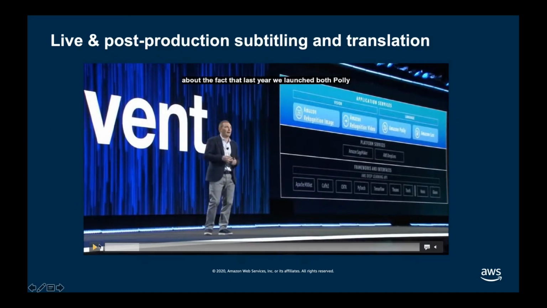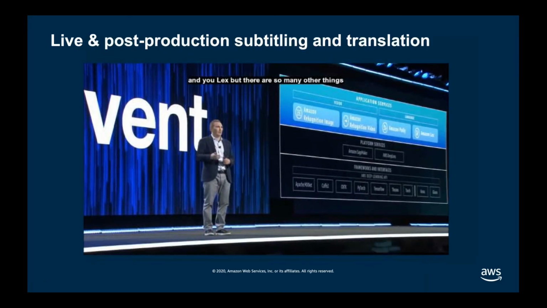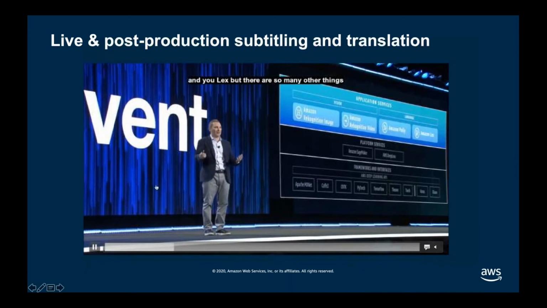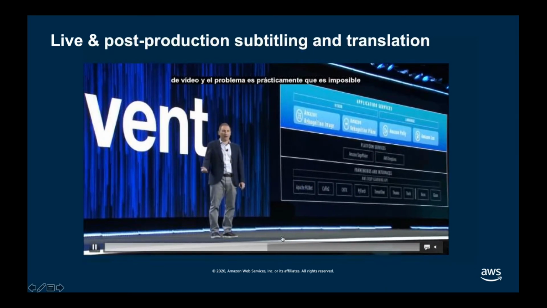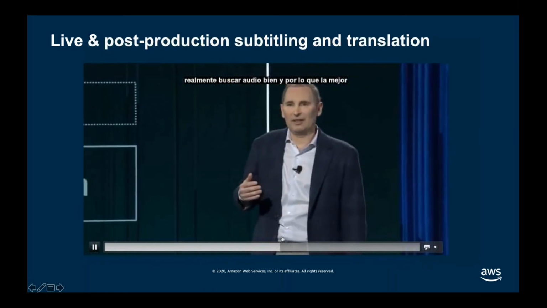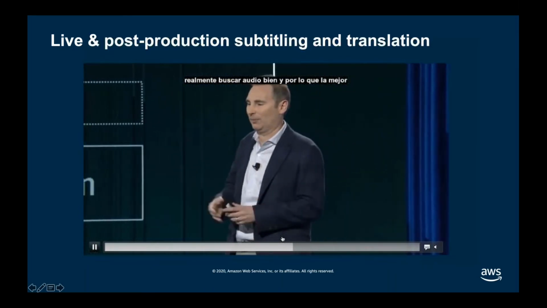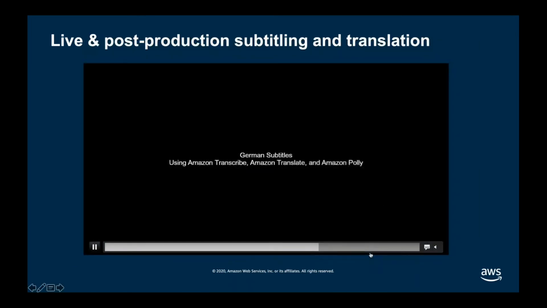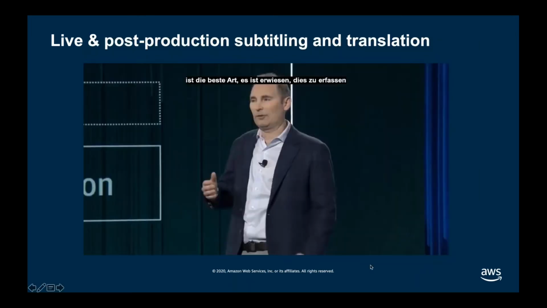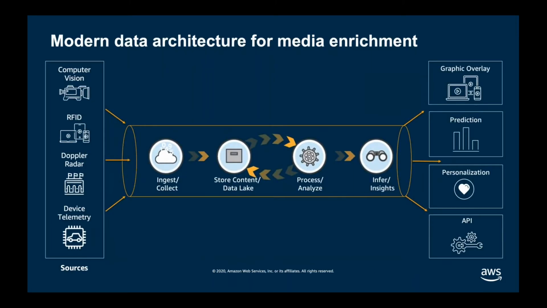I'm not sure if you can hear it anyway, but basically you have the ability for live and post-production subtitling and translation. You can see subtitles are automatically being put over there. And also you can have this translated as well too. And also you can have the text using Amazon Polly being translated into a different language for audio as well. Right, so these are all taking advantage of that top layer of AI ML services that we talked about earlier in the presentation.